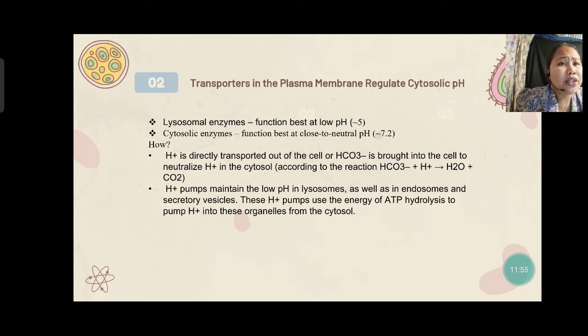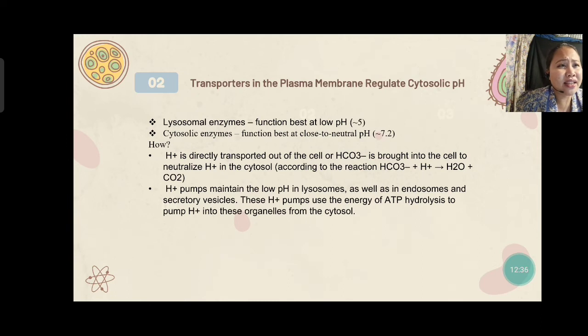So for number 2, the transporters in the plasma membrane regulate the cytosolic pH. So for lysosomal enzymes, the transporters also function as enzymes. Lysosomal enzymes function best at low pH, that equals to a pH of 5, while the cytosolic enzymes function best at close to neutral pH, which is equal to 7.2. But how?